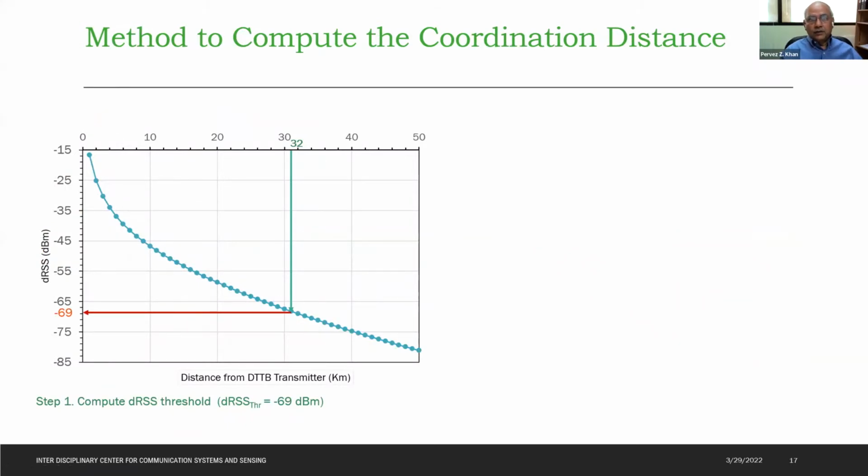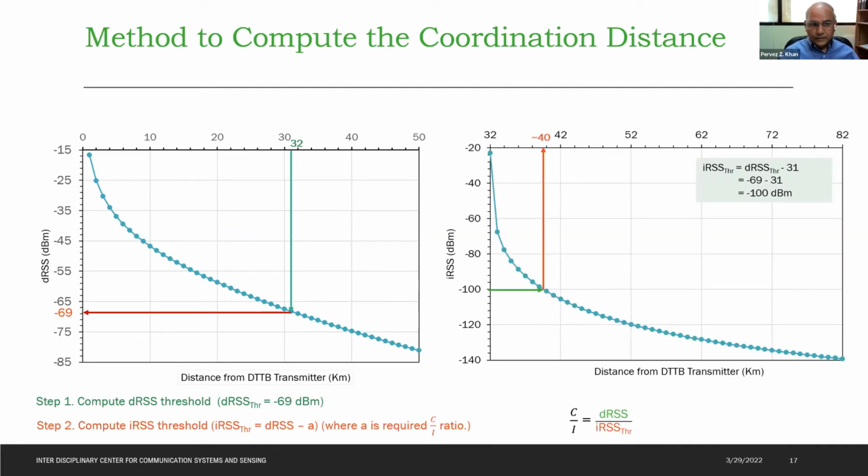Now, what is our methodology? Our methodology to compute the coordination distance is, first, we create the received signal, which is the desired signal. So what should be received by the receiver? And then we introduce the interference and read the distance. If we take the DRSS values against the range, you keep the transmitter at one point and keep changing the receiver position away from the transmitter, from 1 kilometer to 50 kilometers distance from the transmitter. So you get this curve.